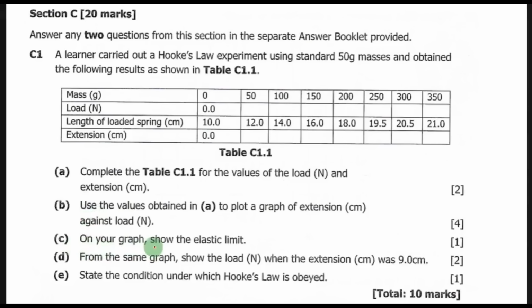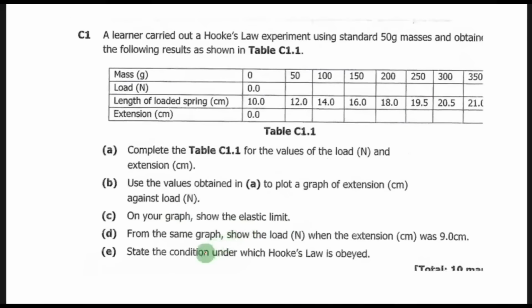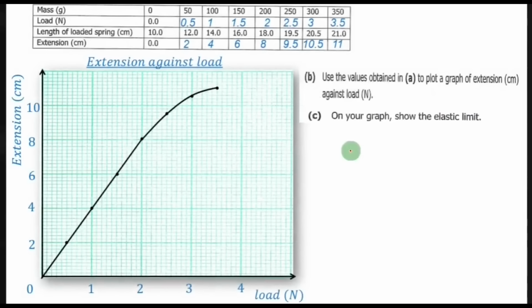So next, let's go to another question, which is C. On your graph, show the elastic limit. So we have plotted this one. So on our graph, we'll show now the elastic limit. An elastic limit is a point at which the line stops being straight. So from here up to here, the line is still straight. From here, it is not straight. So here, that's where the elastic limit is at this point. Elastic limit, we will point it like that.